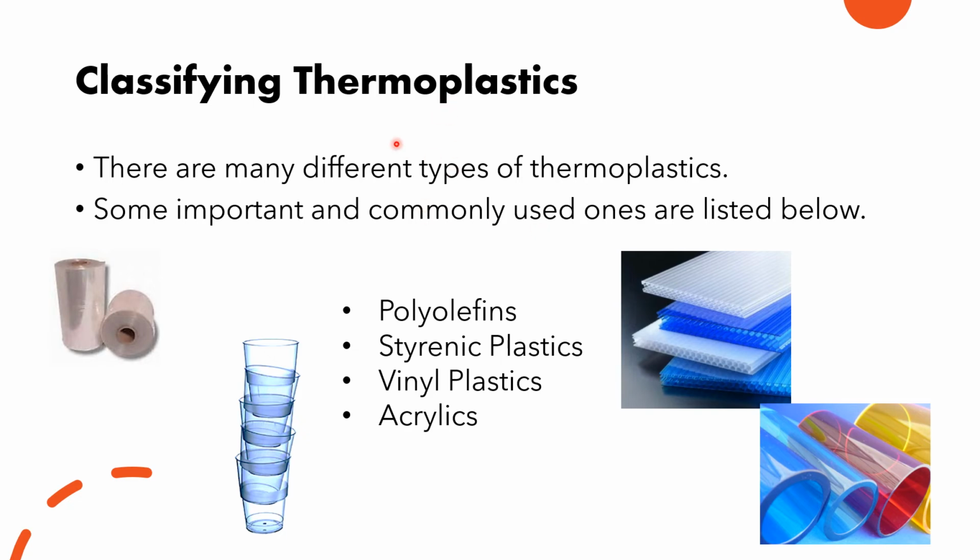Okay, then we will classify all thermoplastics. There are many different types, but here we're going to concentrate on a few of them because they're important and commonly used. The very first one is polyolefins. The second is styrenic plastics, then vinyl plastics, and your acrylics. So: polyolefin, styrenic plastics, vinyl plastics, and acrylics.